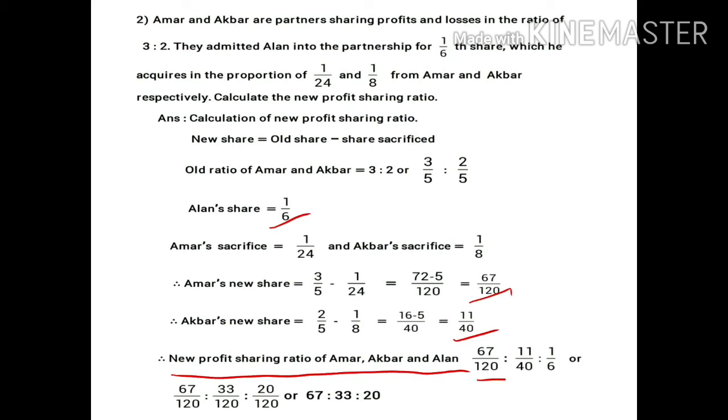67 divided by 120, 11 divided by 40 and 1 divided by 6. So now we have to make it equal 120 120 120. So 67 divided by 120 and so 40 how many is 120? 43 is that's why 11 ಗೆ 3 ಇಂದ ಮಲ್ಟಿಪ್ಲೈ ಮಾಡಬೇಕು, 40 ಗೆ 3 ಇಂದ ಮಲ್ಟಿಪ್ಲೈ ಮಾಡಬೇಕು. ಸೊ ಯು ವಿಲ್ ಗೆಟ್ 33 divided by 120.